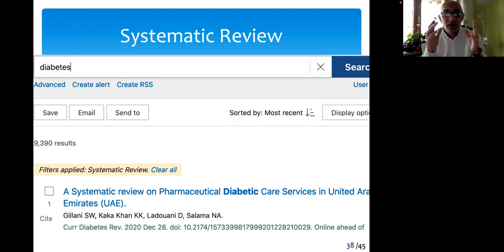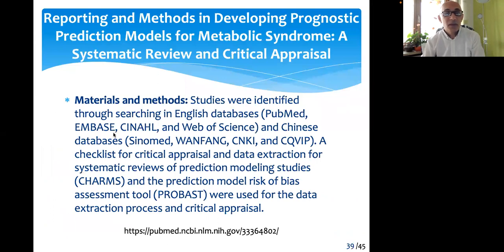You don't suffice with PubMed, for example. You go and you look also for the other resources, like Embase, as you see here. You see, this systematic review included which databases beyond the PubMed: Embase, CINAHL, Web of Science. So systematic reviews are, of course, superior in comparison to the plain review types or non-systematic review types.